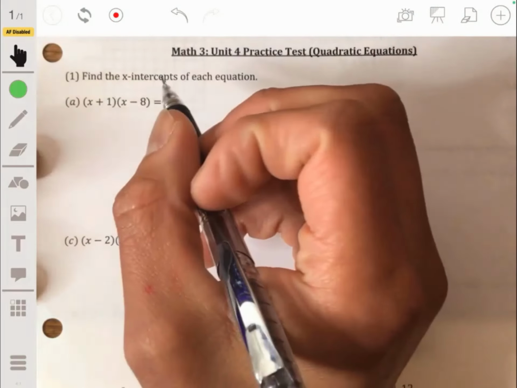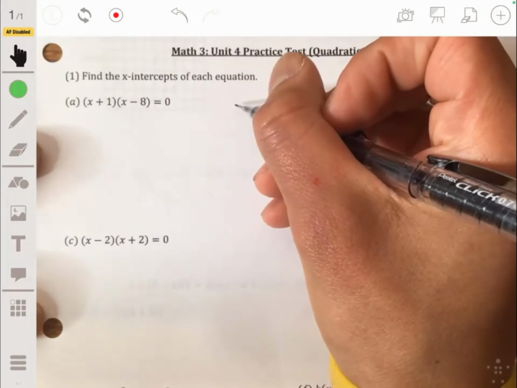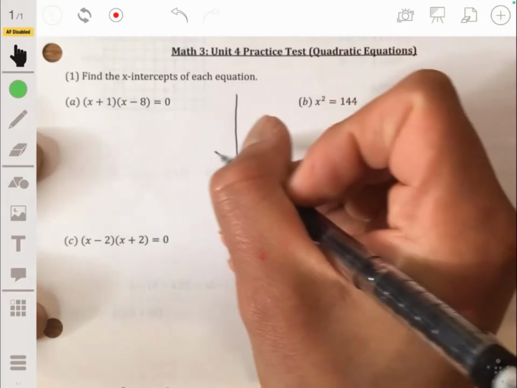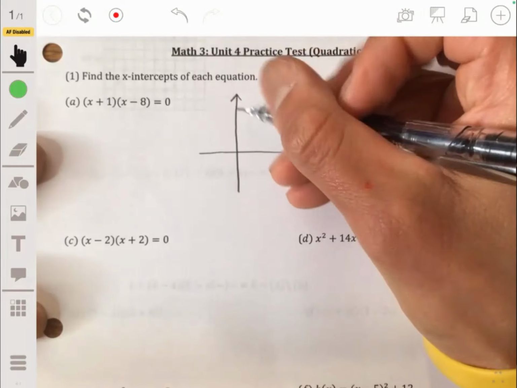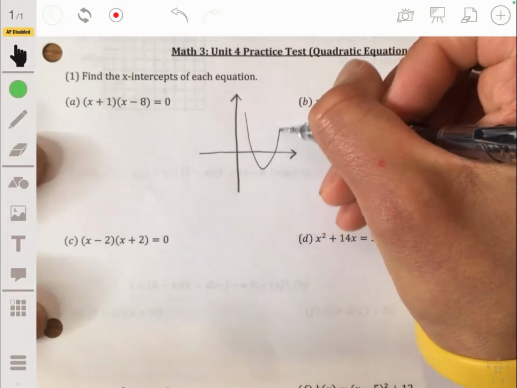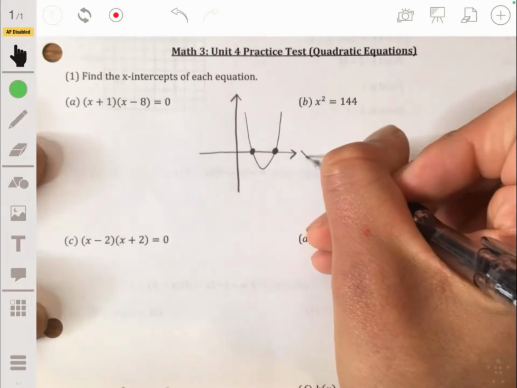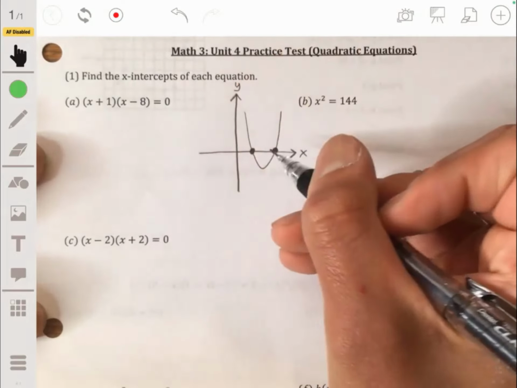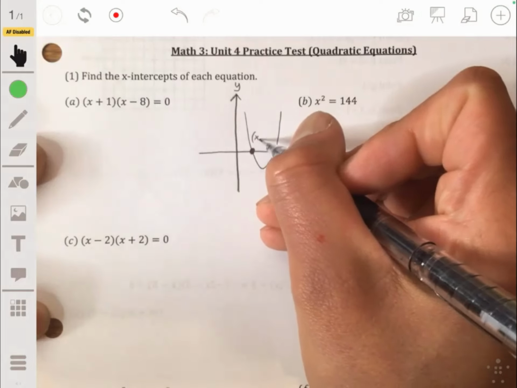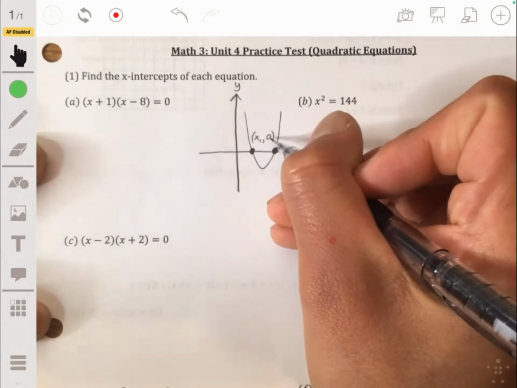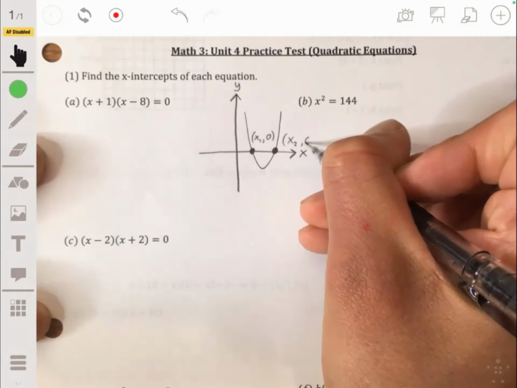All right, so in problem 1, we're trying to find the x-intercepts of each of these equations. So keep in mind for quadratic equations, in other words, when you have the graph of a parabola, so let's draw an example here. Let's just draw a parabola like that. The x-intercepts are where it intersects the x-axis, and at these points, the y-coordinate will always be equal to 0. So we're going to call this x-intercept x1, comma 0, and this one will be x2, comma 0.